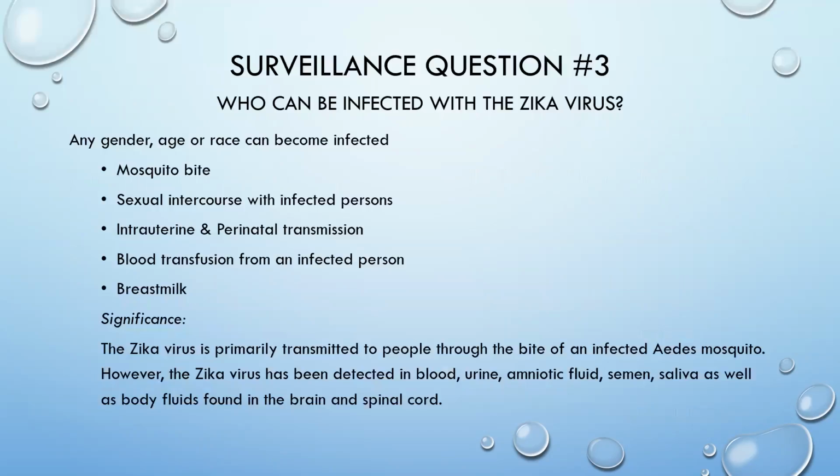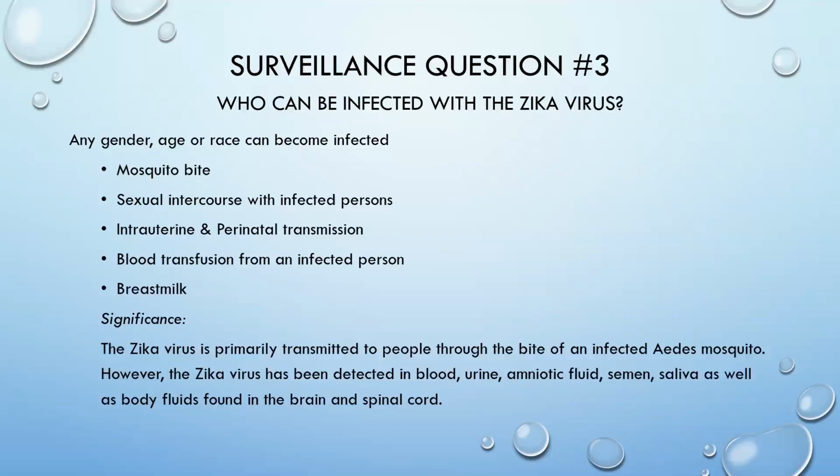Surveillance question number 3, who can be infected with the Zika virus? Any gender, age, or race can become infected, most commonly through a mosquito bite, but it's also postulated that the person can become infected with the virus through sexual intercourse with an infected person, intrauterine and perinatal transmission, blood transfusion from an infected person, or breast milk. The Zika virus is primarily transmitted to people through the bite of that infected Aedes mosquito. However, the virus has been detected in blood, urine, amniotic fluid, semen, saliva, as well as body fluids found in both the brain and spinal cord.